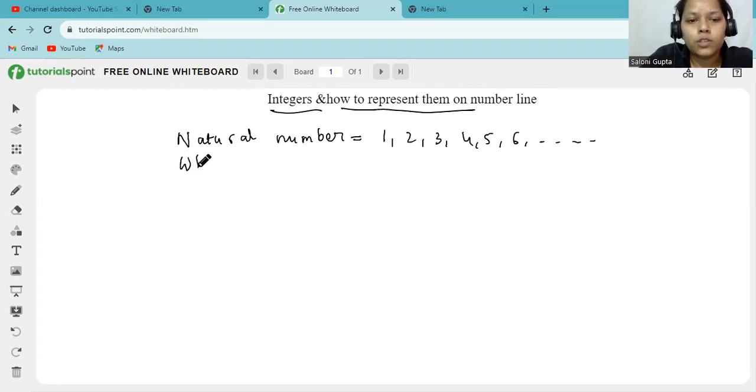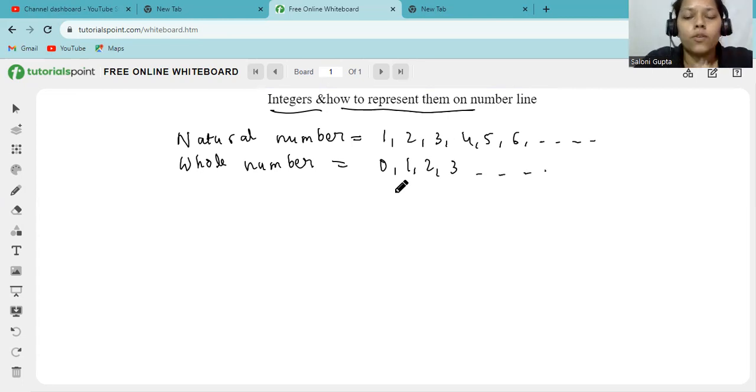Then what are the whole numbers? When we add 0 to the natural numbers, it becomes the family of whole numbers. So I can say 0, 1, 2, 3, and so on. This is the family of whole numbers.